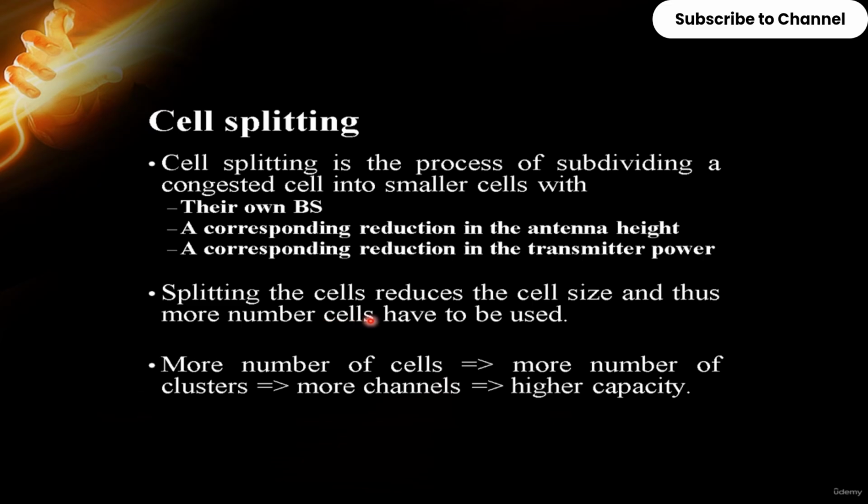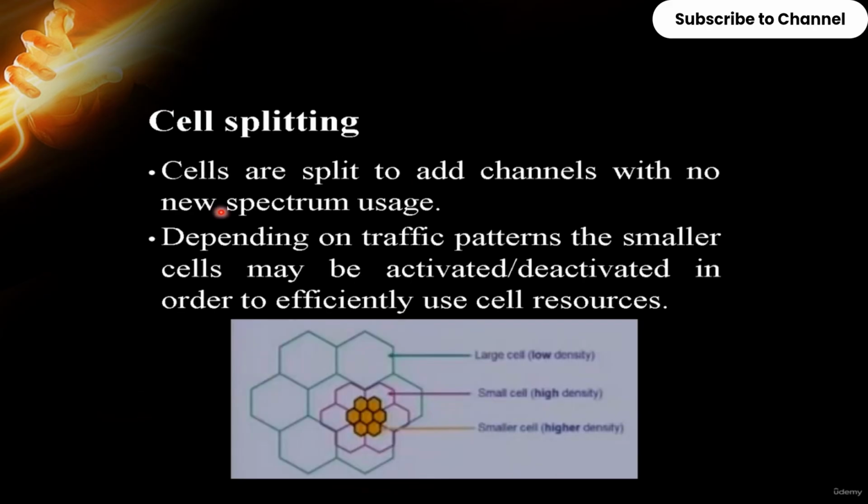Splitting the cells is needed, which reduces the cell size so that more cells can be utilized. If the number of cells is increased, the number of clusters is increased, and more channels will be available, which will provide higher capacity to each user. So the cells are split to add channels with no new spectrum usage. Depending on the traffic pattern, the smaller cells may be activated or deactivated based on the use of resources.